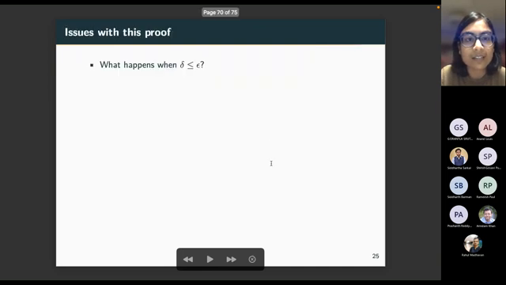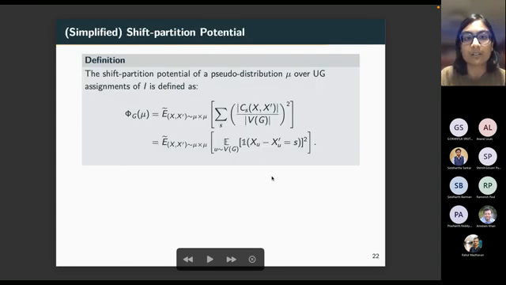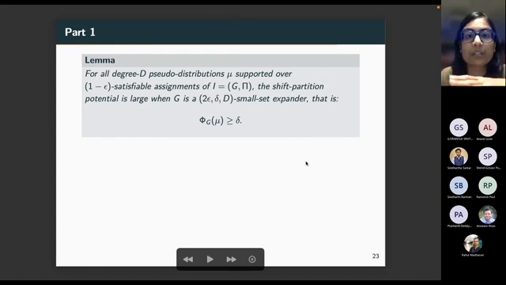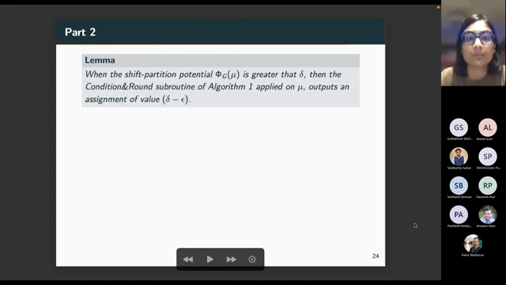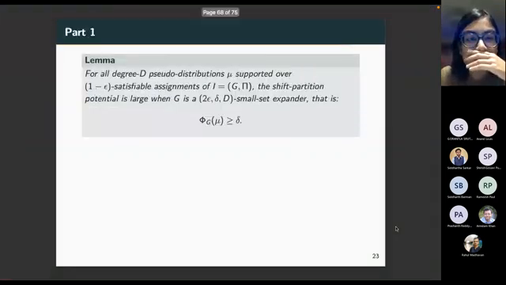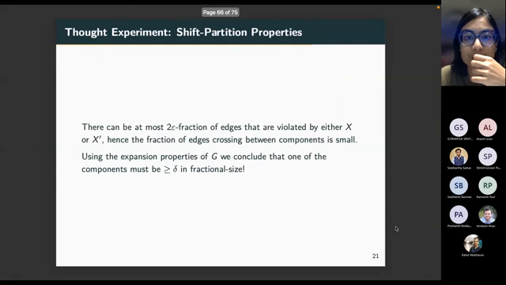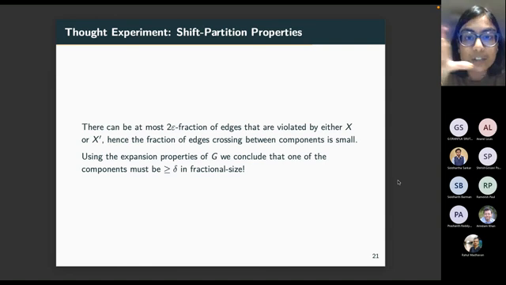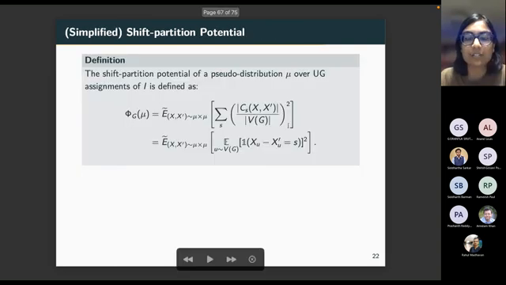But then there are issues, like the issues come up when we try to get delta smaller than epsilon. So we modify the potential function a bit, and then still we try to make part 1 and part 2 go through, but with a better value, something like delta times epsilon. And I would say the main motivation was basically this thought experiment that I showed, that any edge that goes between components has to be violated. So the fraction of such edges is small. That is kind of just put into the potential.